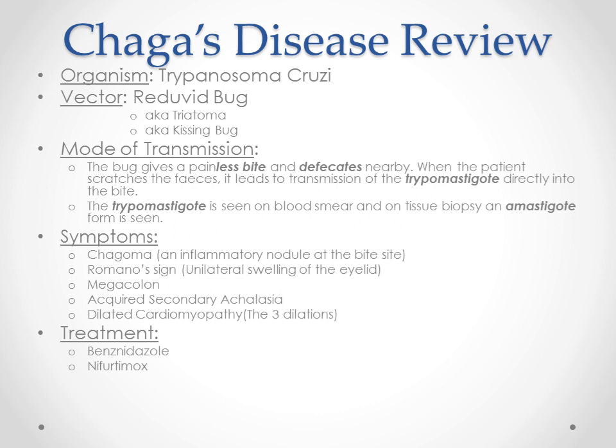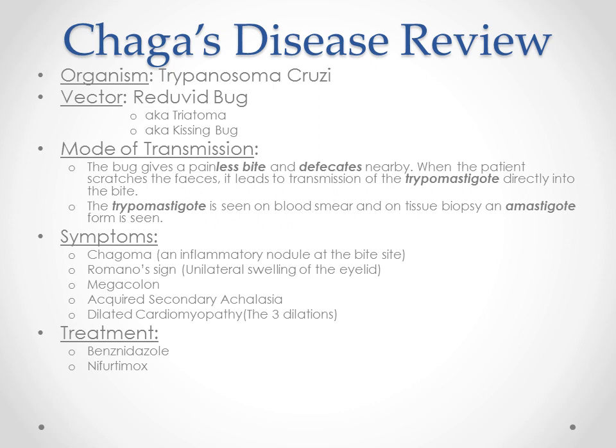The mode of transmission. Now you normally assume that just like mosquitoes do or just like ticks do, the organism would be transmitted via the insect directly into the bloodstream, but that's not actually how it happens for the Reduviid bug. This is extremely high yield for your exam. If you don't know this, write it down somewhere or copy this slide into your book. The mode of transmission is that first the Reduviid bug, which is the kissing bug, causes painless bite and it defecates nearby. So I like to think about it is that it bites you, has a meal, and after the meal it kind of digests the blood it just took in, so it has to poop nearby.